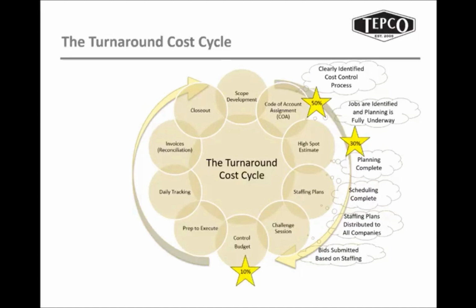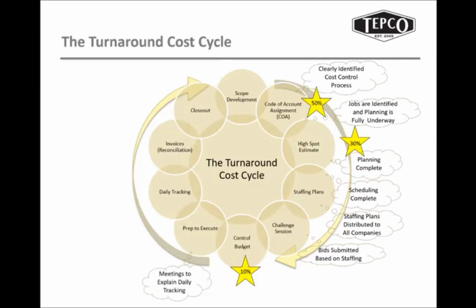Once the challenge session is complete, we can then turn in what we call a plus or minus 10%. This is our controlled budget. We're going to lock this budget, turn that number into management, and that's what we're going to be held accountable for. This will have contingency in that budget as well.